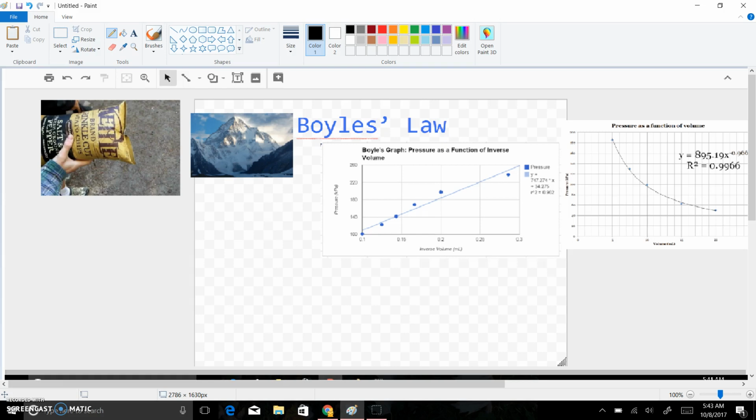I have two ways to graph this. You can see pressure on the y, and this is inverse volume on the x. On this other graph on the right, there's pressure on the y still, and this is just plain volume. Either way you look at it, it's the same relationship. Take a look at the one on the right. As we increase the volume, that means going this way, we can see that the pressure has decreased.